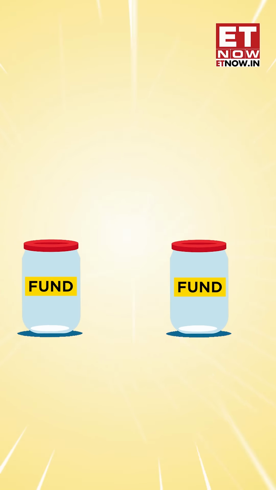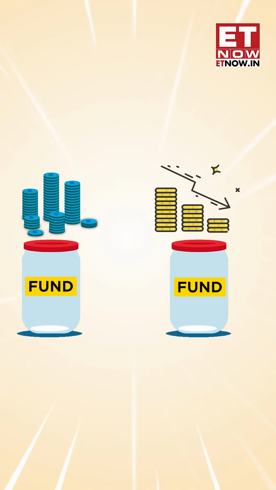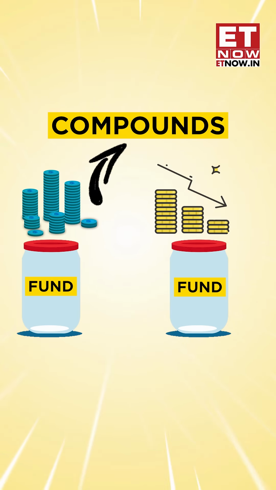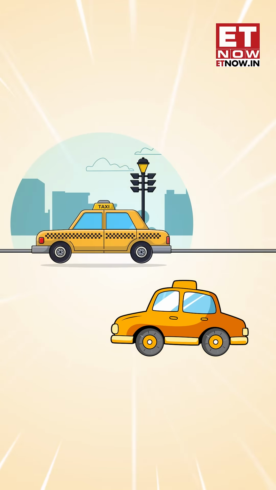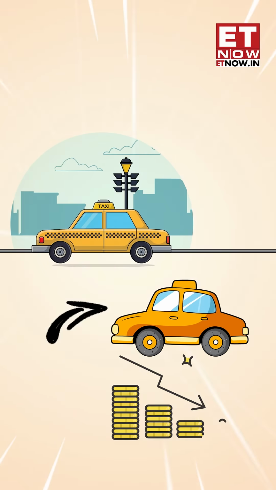Every rupee you don't pay in fees is a rupee that stays in your investment account working for you year after year. Here's a pro tip as well. Two funds might seem identical, but if one charges significantly less than the other, that difference compounds dramatically over time. It's like two taxi drivers taking the same route to your destination, but one charging much less for the ride. Remember that different mutual funds have different expense ratios.